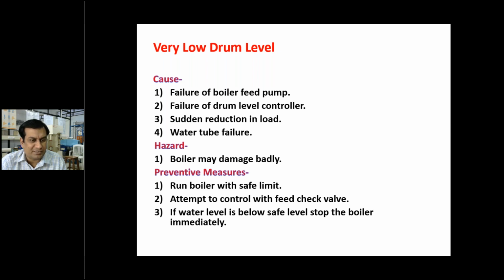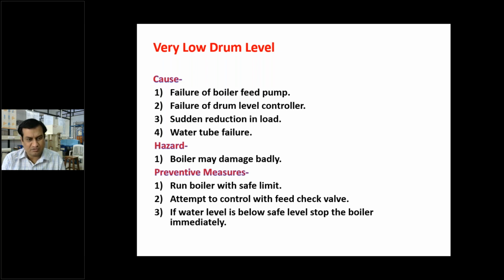The boiler may be damaged badly, because if the level of that drum is very low, then more heat is provided to the boiler, because this heat ideally has to be absorbed by the water, and if the water is not present up to that mark, then that heat is provided to the metal part, and there are chances of explosion. How to prevent very low drum level?